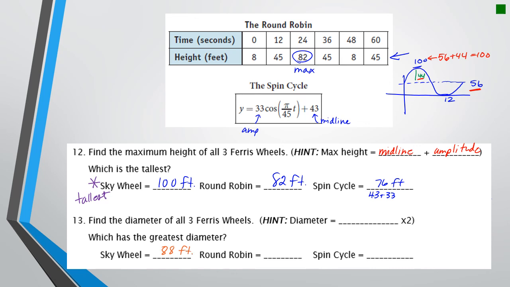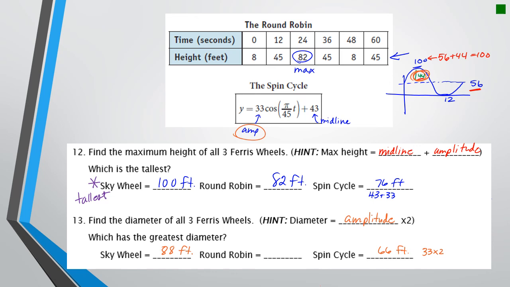For the spin cycle, I'm going to skip to that one. There's a little bit of a trick, and that is that if you take whatever your amplitude is, because remember the amplitude for the Sky Wheel was 44, and you double it, that's going to give you your diameter. So that's our little trick here. I know that the amplitude for the spin cycle is 33. So if I do 33 times 2, that gives me 66. So that is the diameter of the spin cycle.